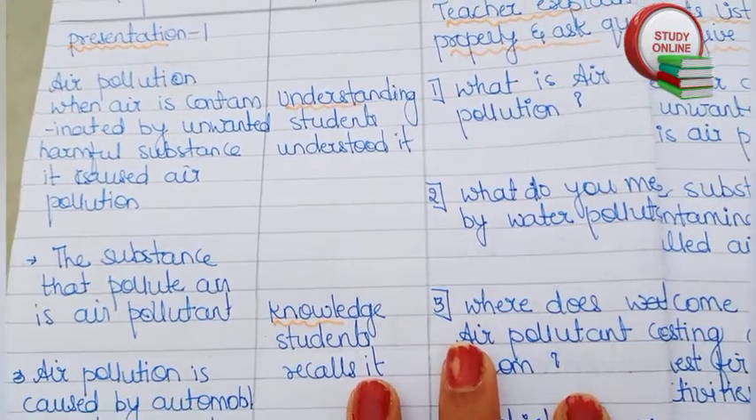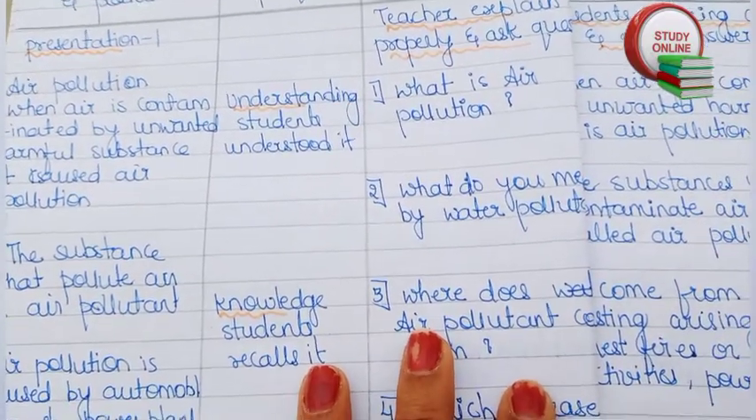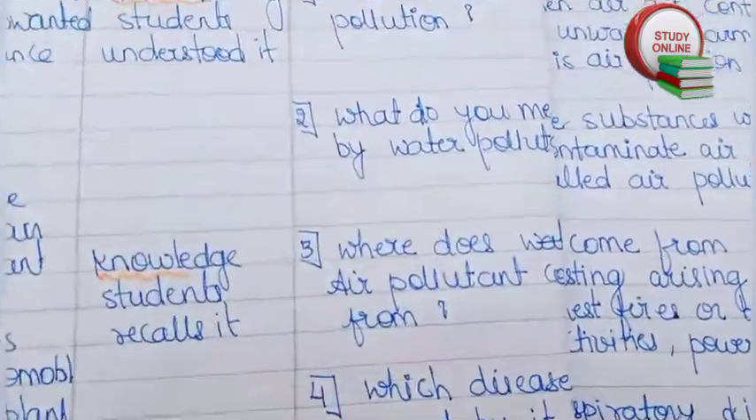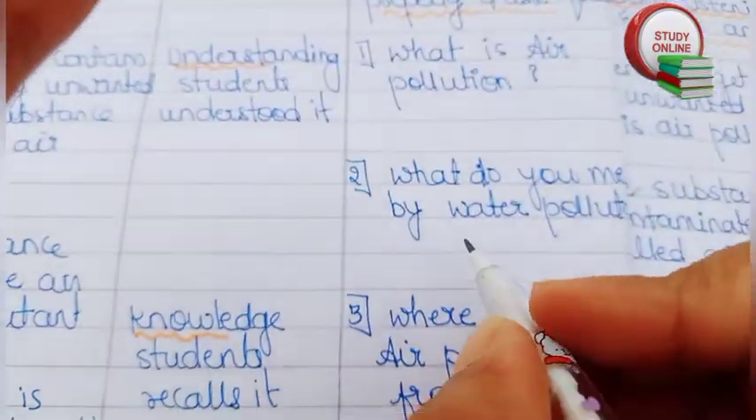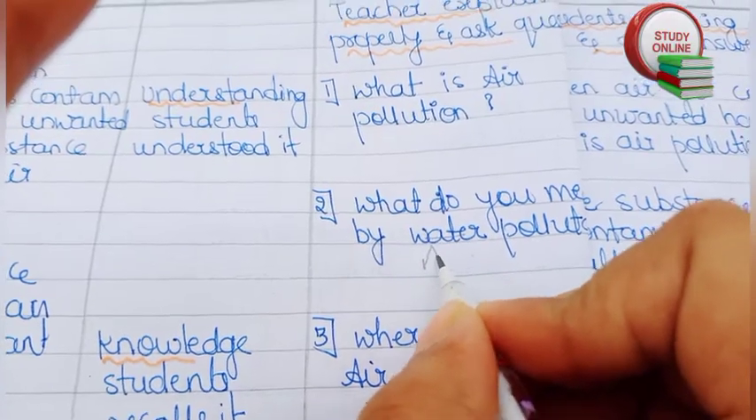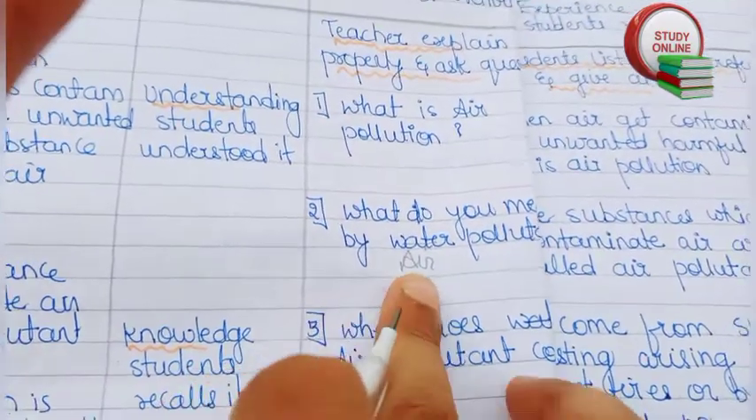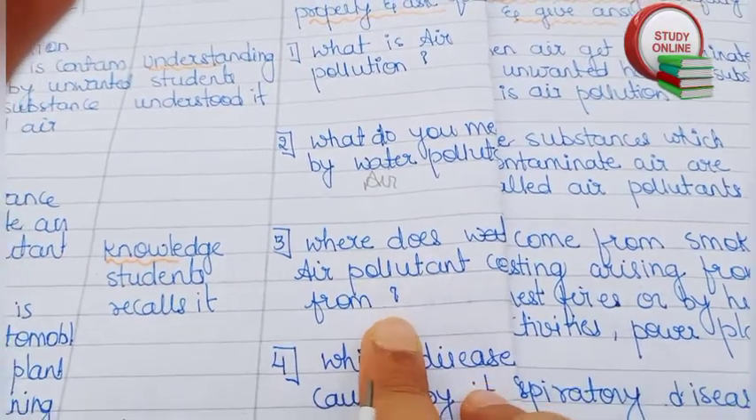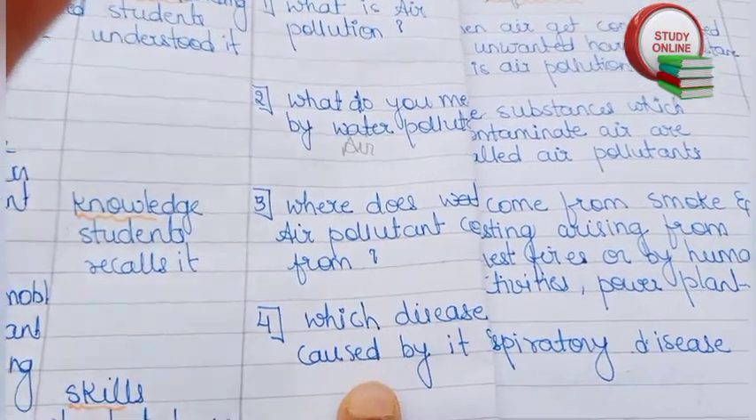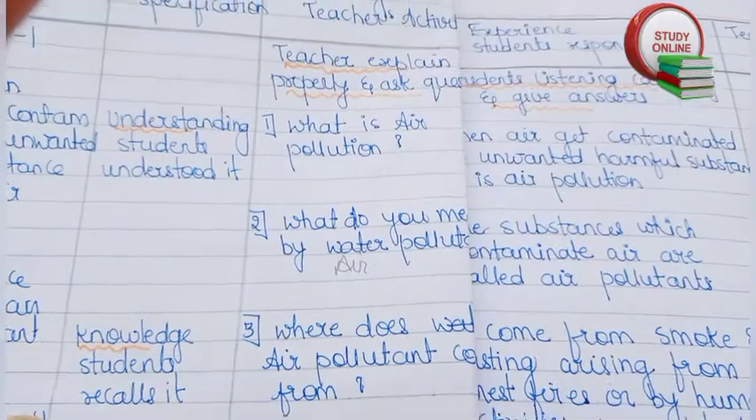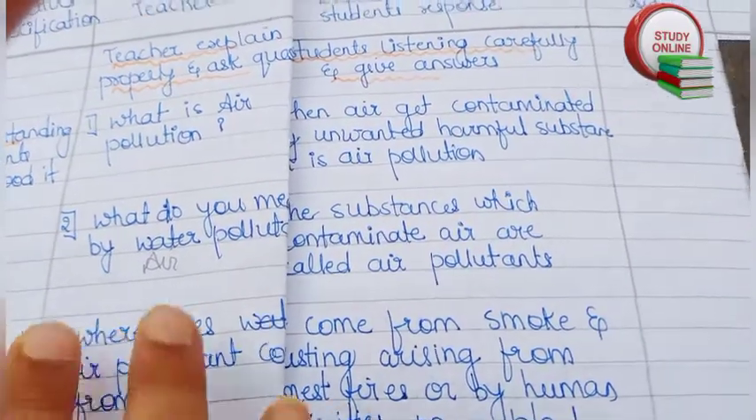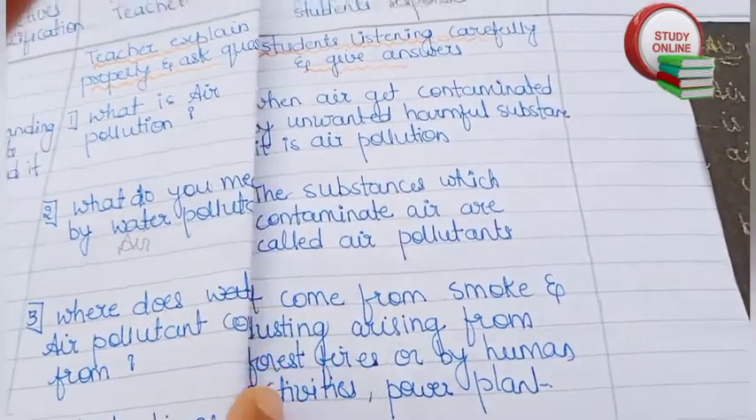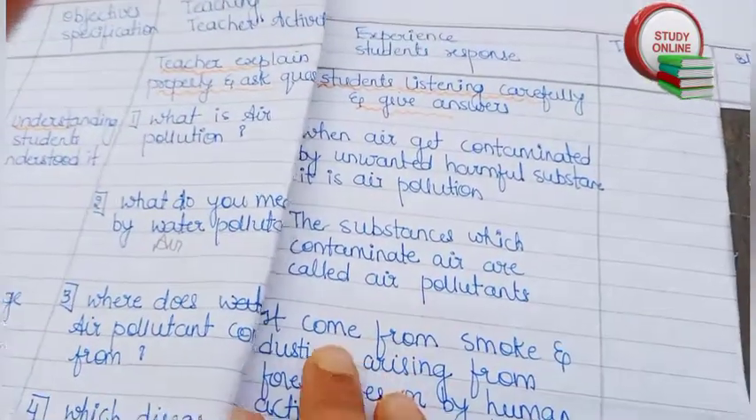Here let me just zoom in for you all. Here you can see what is air pollution, what do you mean by water pollution. Sorry, it is not water pollution. Here we have to write air. Okay, what do you mean by air pollutants? Where does air pollutant come from? Which disease is caused by it? And here are the expected answers. And yes, if you need the PDF, just comment yes in the comment section below.